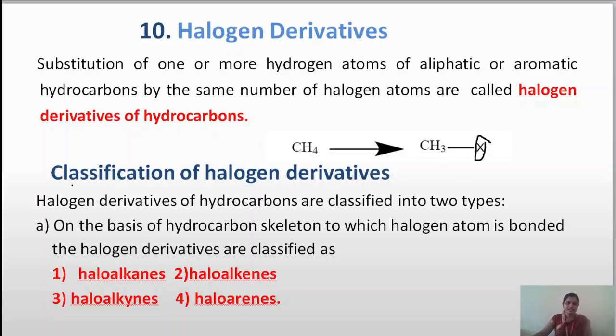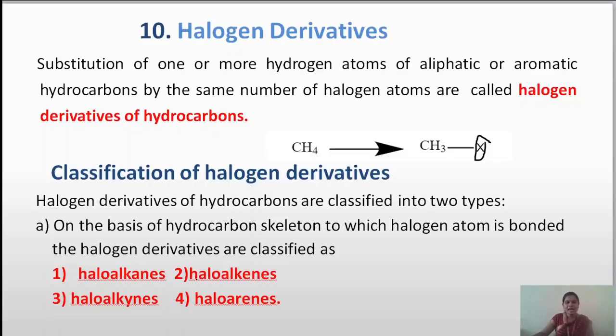Next we will see the classification of halogen derivatives. Halogen derivatives of hydrocarbons are classified mainly in two ways. First is on the basis of hydrocarbon skeleton to which the halogen atom is bonded. Now, what do you mean by hydrocarbon skeleton? Hydrocarbon skeleton is nothing but the type of your hydrocarbon. Here, these are the four types on the basis of hydrocarbon skeleton. First is the haloalkanes. One or more hydrogen atoms of alkanes are replaced by the same number of halogen atoms, and then we will get the structure of the haloalkanes.